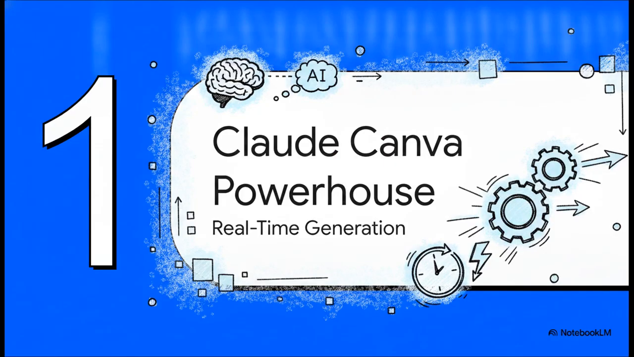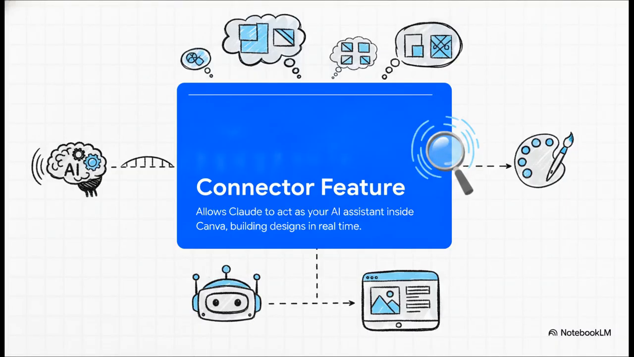All right, Section 1, the Claude-Canva powerhouse. We're talking real-time design generation. So the crucial point here is this connector feature. When we use these 2 tools together, you've got to think of Claude as your literal AI assistant and Canva as the actual design tool, right? The connector is the bridge between them.